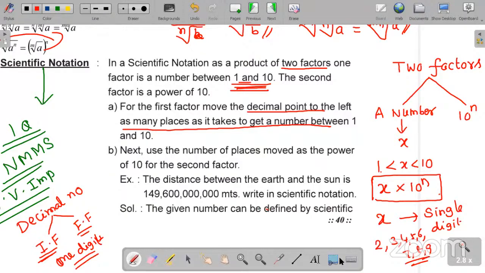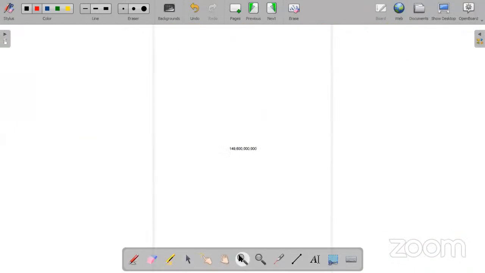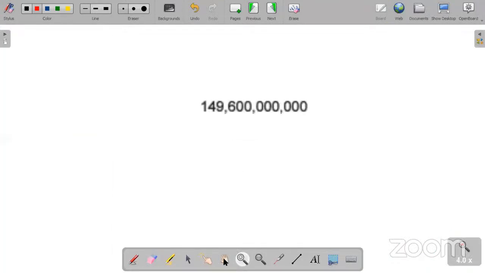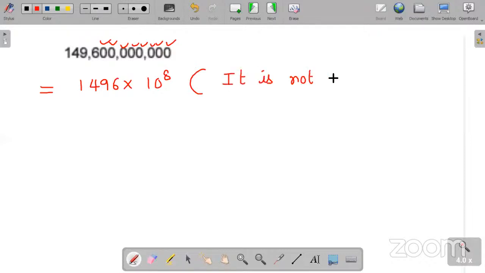Let me explain how to express this number in scientific notation. This is nothing but the distance between the earth and the sun. First you write it down like this: 1496 times 10 to the power of 8, counting the zeros: 1, 2, 3, 4, 5, 6, 7, 8. But this is not in scientific notation.